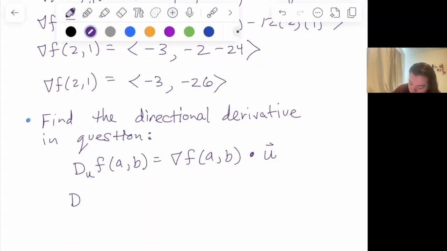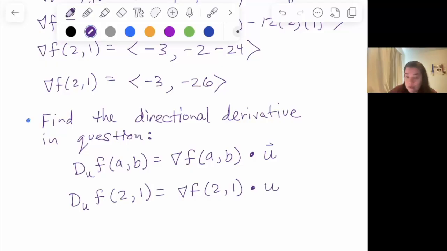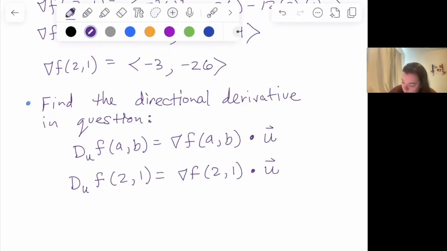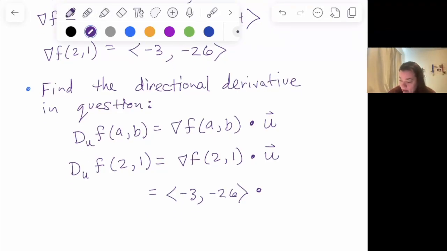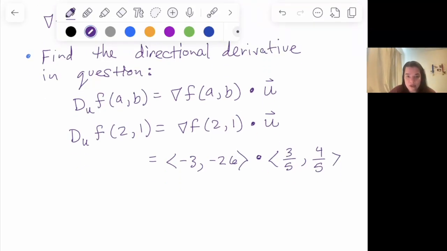So putting in our values, we're taking the directional derivative in the direction of u of the function f at the point 2, 1. That requires taking the gradient at the point 2, 1 and dot producting it with the unit vector of our path. Putting our values in, we have our gradient vector. We found that in the previous part. We also have our unit vector of our path, and that was found first. And this is the calculation we need to make to find that directional derivative.